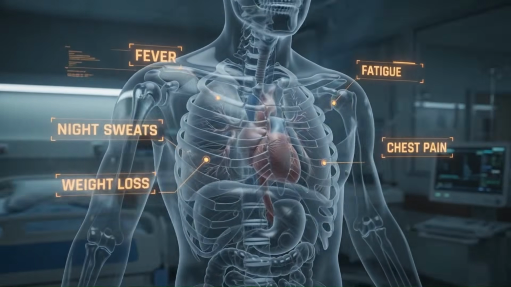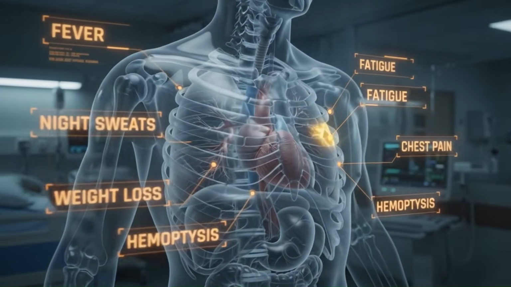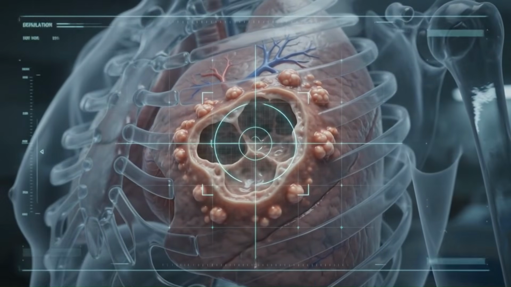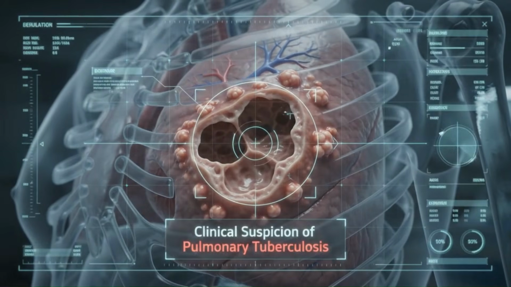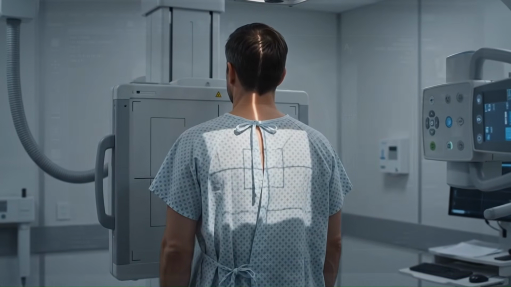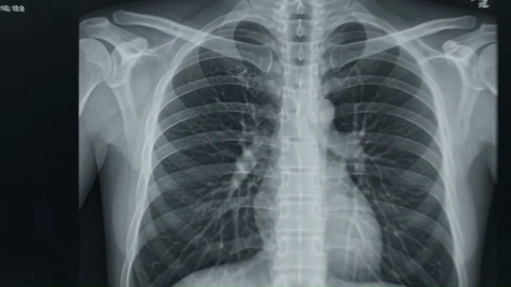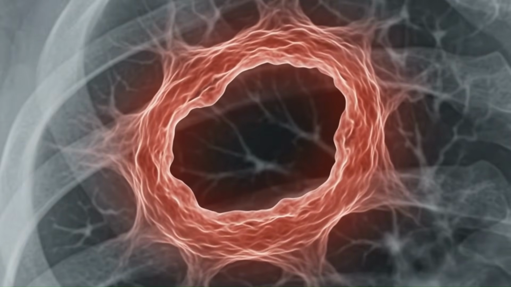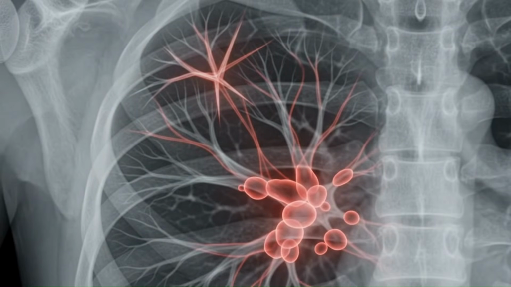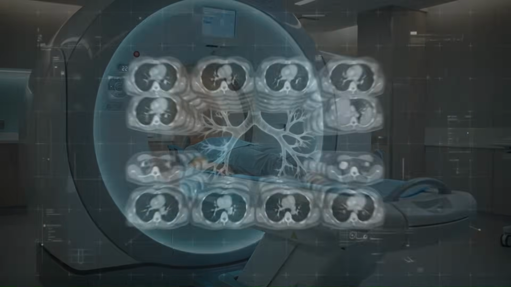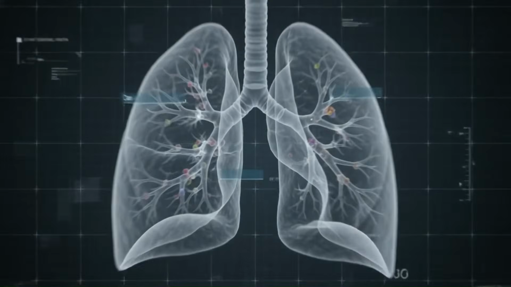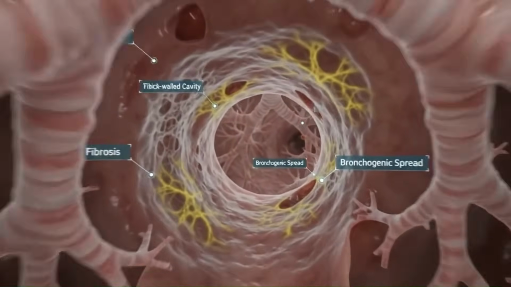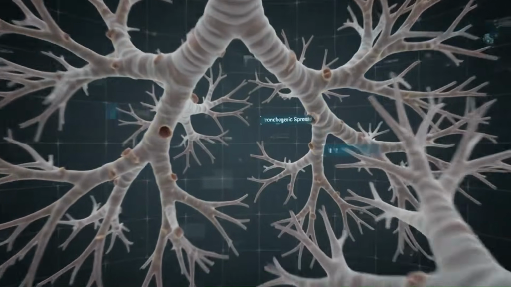Pulmonary tuberculosis should be suspected in patients with chronic cough, fever, weight loss, night sweats, and hemoptysis. CXR in pulmonary TB commonly demonstrates upper lobe infiltrates or patchy consolidation, thick-walled cavitation, fibrosis, and hilar lymph nodes. HRCT detects early pulmonary TB and demonstrates centrilobular nodules and bronchogenic spread with bronchiectasis in exceptional detail.